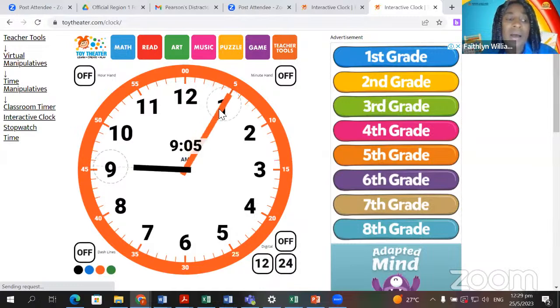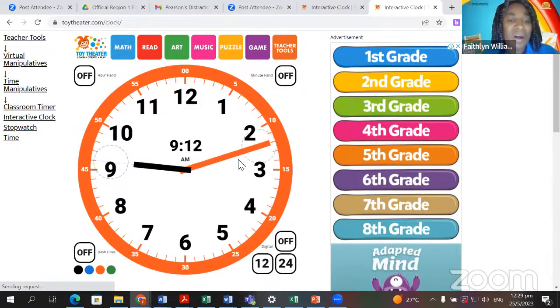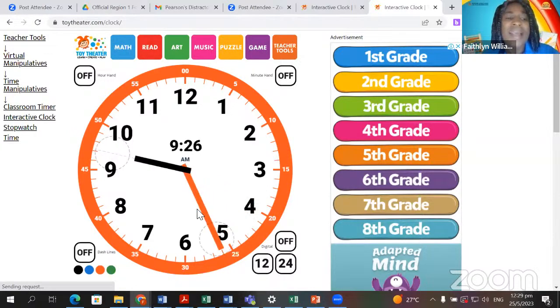Look at how the hour hand is also moving away. That's the black hand. As the minute hand, which is the orange hand, moves around the clock, so is the hour hand moving away from the 9th hour and showing that we're getting closer to the 10th hour.